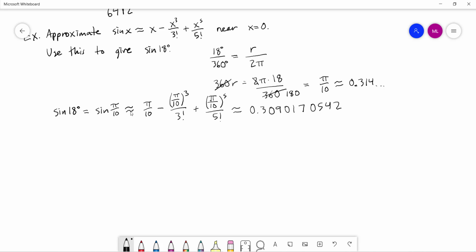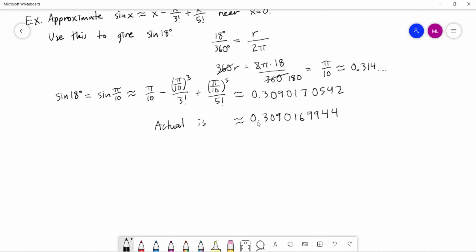I get the actual value, which is, let's see, approximately 0.3090169944. These are pretty darn close. So we can see just by observation that we're getting an answer that's close.